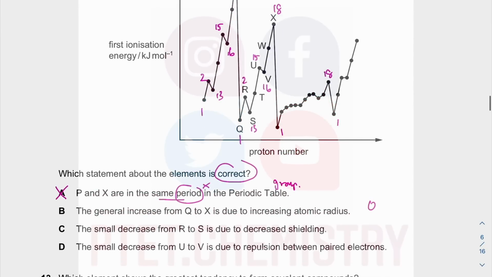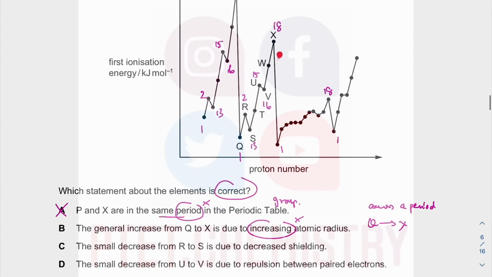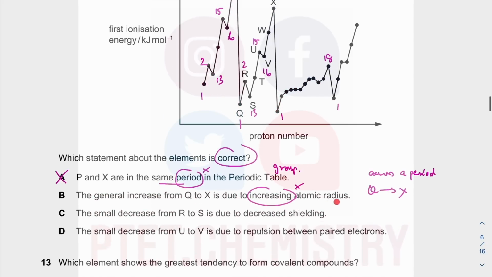So Q to X is across a period. I mean, you're given this data for free in the data booklet, but you should already know atomic radius actually decreases across a period, okay? Because the size gets smaller across a period. For the same reason why the first ionization energy generally increase is due to increasing effective nuclear charge. So that is actually incorrect there, okay?